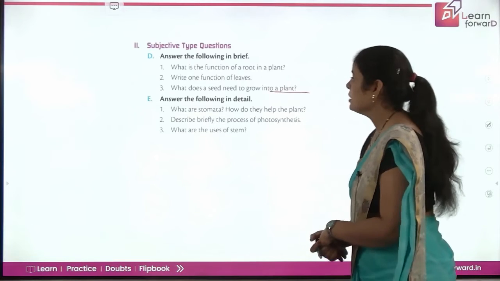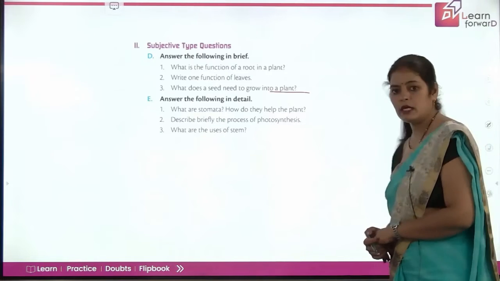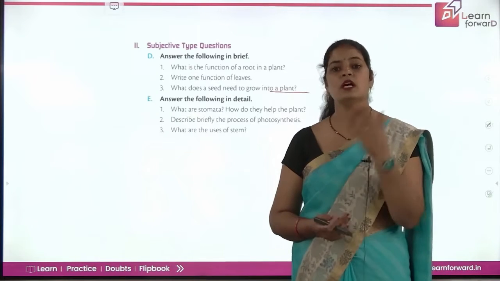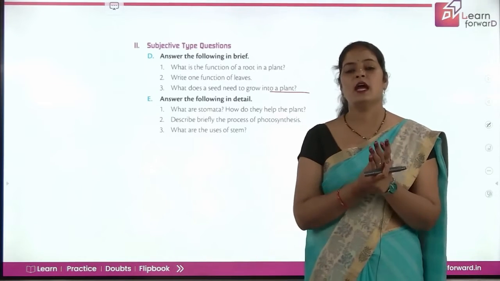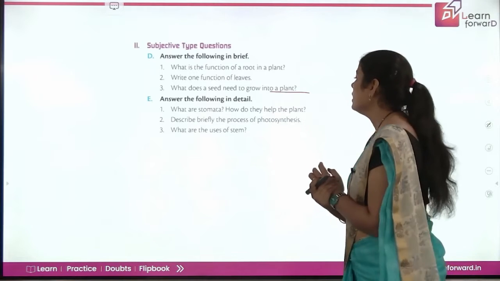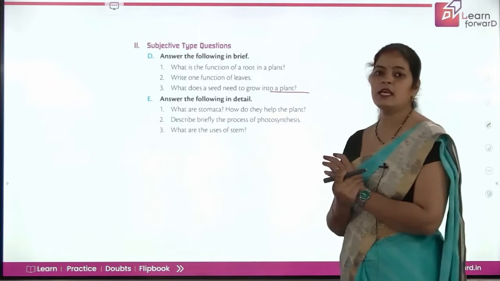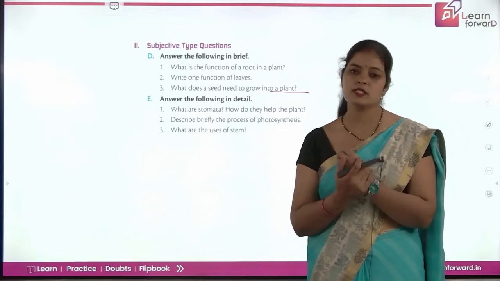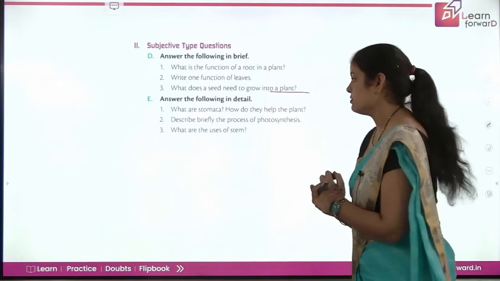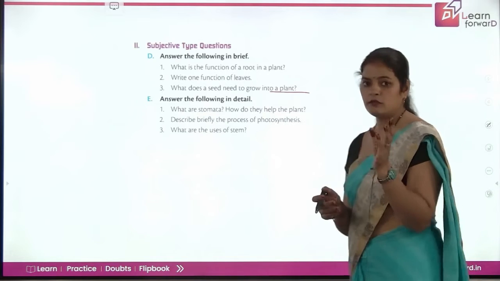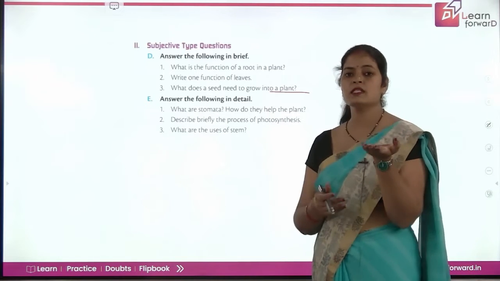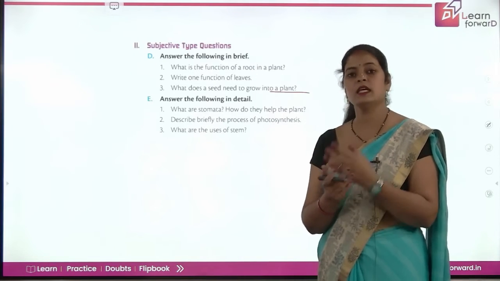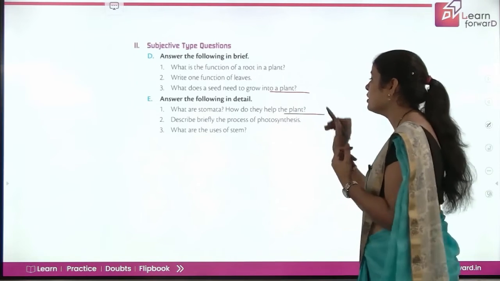Now answer the following in detail. What are stomatas? They are tiny holes or tiny pores that are present on the underside of the leaf, and these pores are called stomatas. And how do they help the plant? They help the plant in breathing and capturing the carbon dioxide and sunlight from the atmosphere. For what purpose are these stomatas taking in carbon dioxide and giving off oxygen and taking in sunlight? For the purpose of photosynthesis.